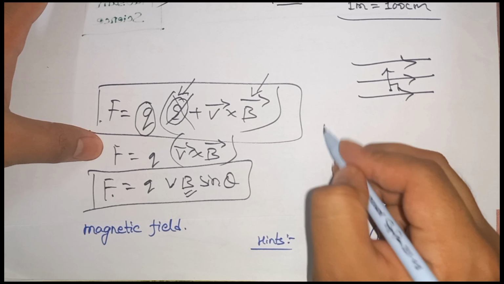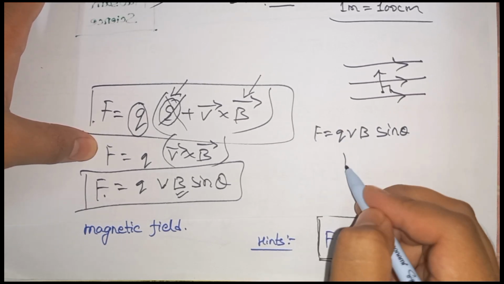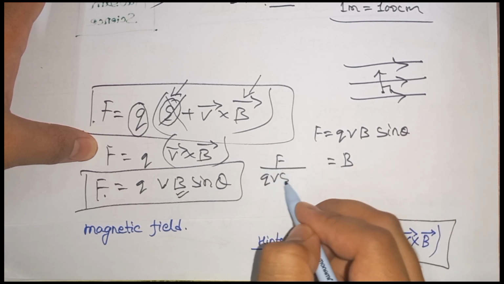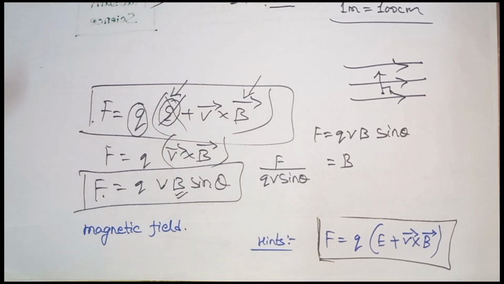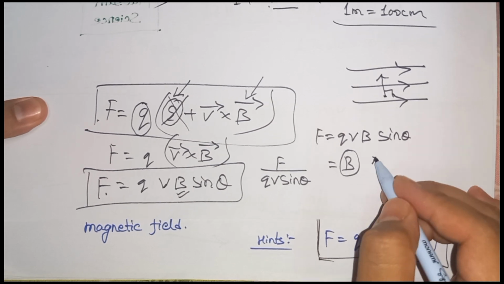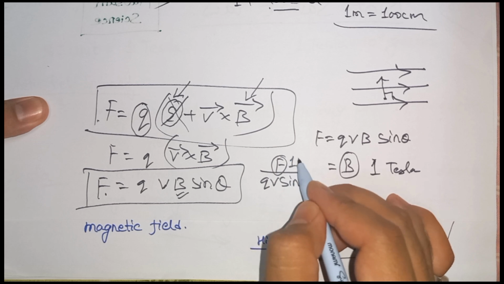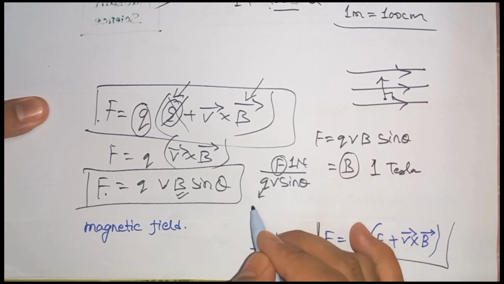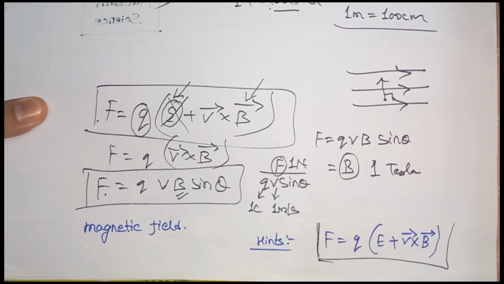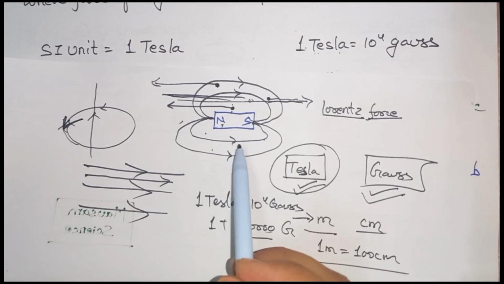This formula I will write here. F is equal to Q v B sine theta. If you bring B over here, B is F by Q v sine theta. I am taking the other terms on the other side. Suppose the value of B is 1 in SI unit, that is 1 Tesla. What is the value of force in SI unit? 1 Newton. What is the value of charge in SI unit? 1 coulomb. What is the value of velocity in SI unit? 1 meter per second.